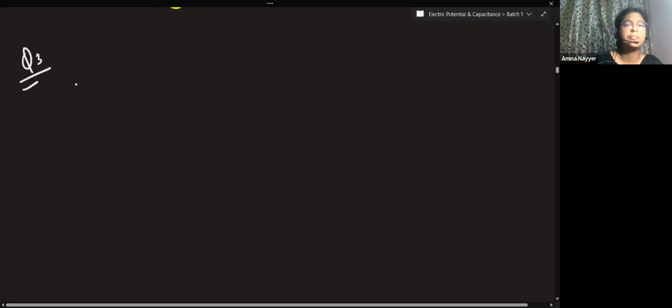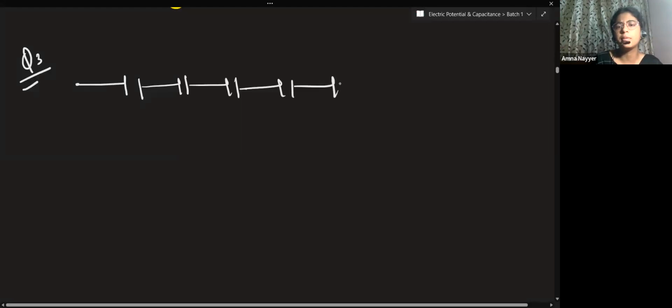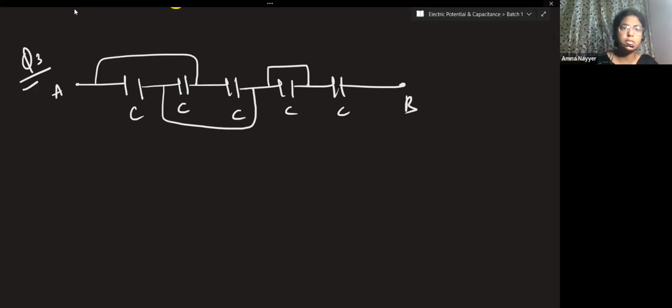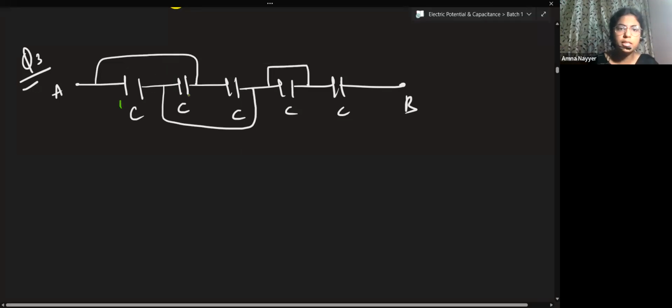Third question. See, all of them will be having the same capacitance. So 5 capacitors I've connected. This is A point, this is B point. All of them are having the capacitance C. Now I have added a wire here and here, and I have also added a wire here. Here I have added a wire and this is left. This is your circuit right now. So this is 1, this is 2, this is 3, this is 4, this is 5.